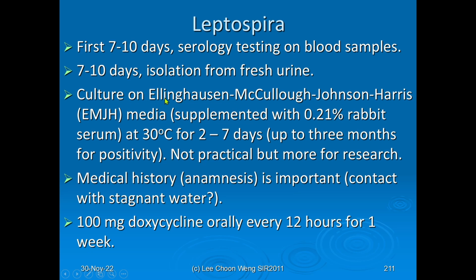The culture is on Ellinghausen-McCullough-Johnson-Harris media, supplemented with rabbit serum, and incubated at 30 degrees Celsius for 2 to 7 days. However, this type of culture method is not practical, but more for research purposes. Medical history is important in order to give a better diagnosis. Treatment is via 100 milligrams of doxycycline orally every 12 hours for 1 week.